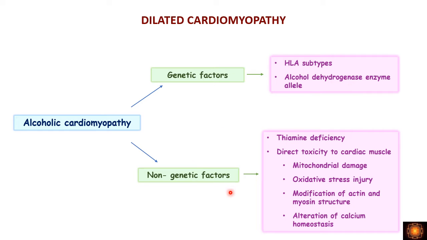And the non-genetic factors are, in alcoholic patients, thiamine deficiency, and also there can be a direct toxicity because of the alcoholism, which causes mitochondrial damage in the cardiac muscle, so that there will be an oxidative stress injury. And also there is a modification of actin and myosin structures, and we have alteration of calcium homeostasis. This is a direct effect of alcohol on the cardiac muscle.